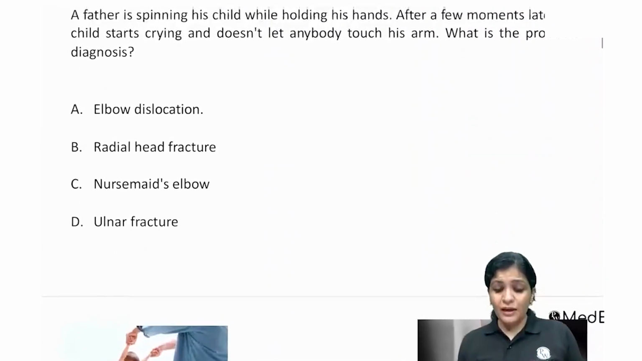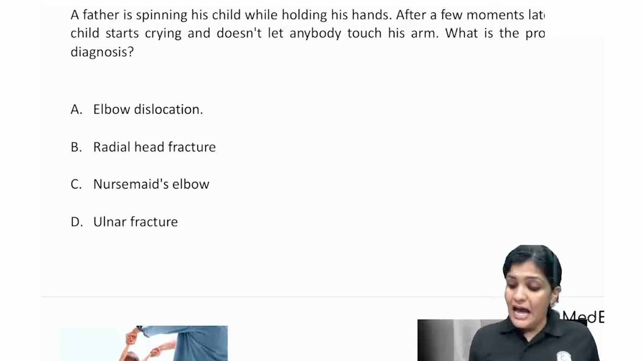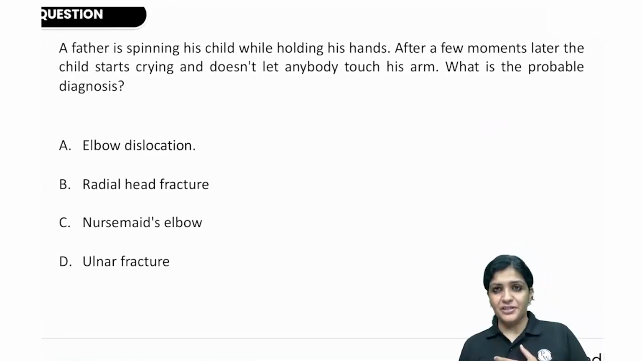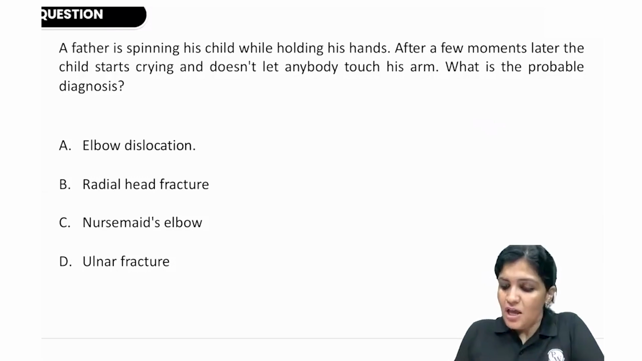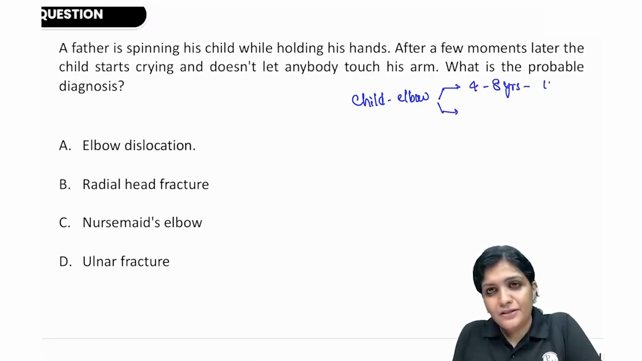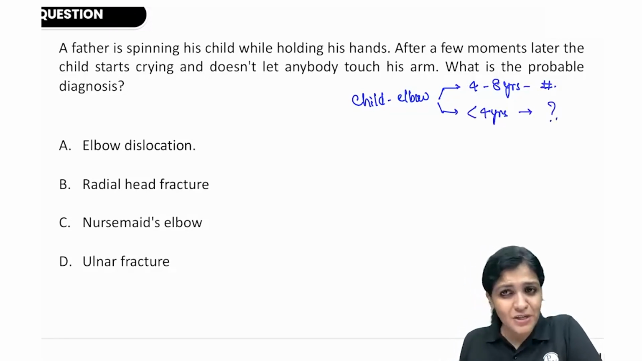Moving on to the next one. A father is spinning his child while holding his hands. A few moments later, the child starts crying and doesn't let anybody touch his arm. What is the probable diagnosis? I've told you, whenever there is a child with elbow symptoms, you have to think about the age of the child. If it is 4 to 8 years, think there is a fracture. Less than 4 years, think about this condition. So what is this condition we are talking about?